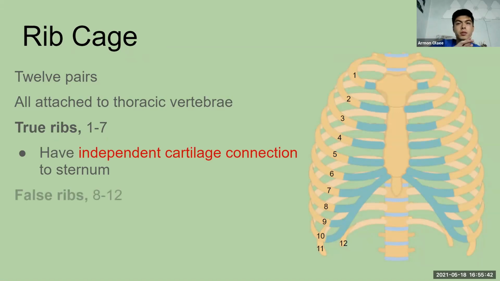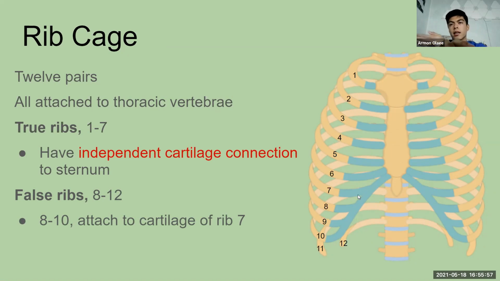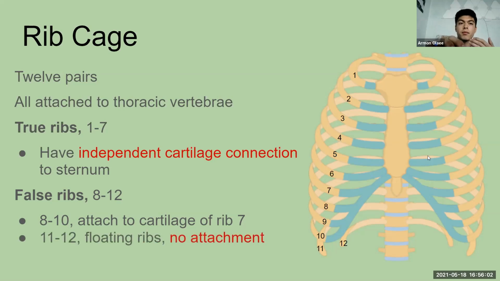While your false ribs, which are ribs 8 through 12, they do not have this independent connection. For your ribs 8 through 10, as you can see in the image, they connect onto the cartilage of rib 7. So they're not actually connected directly. They connect to 7, which then connects to the sternum. But then also for your ribs 11 and 12, these are your floating ribs, which have absolutely no cartilage attachment to the sternum. So they kind of just sit out there, just kind of floating about without a connection.